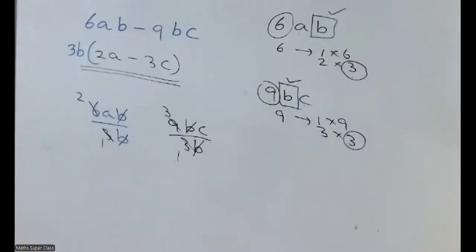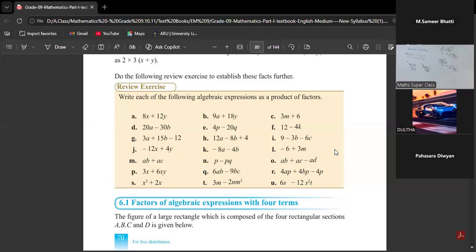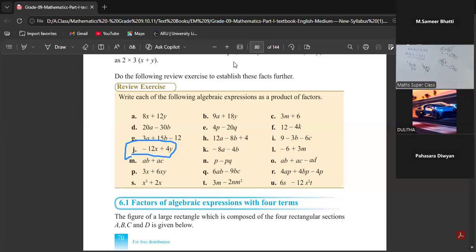Now, some of you completed these lessons in your schools, but until now you didn't get correct answers. Here, J: minus 12x plus 4y. Okay, minus 12x plus 4y.